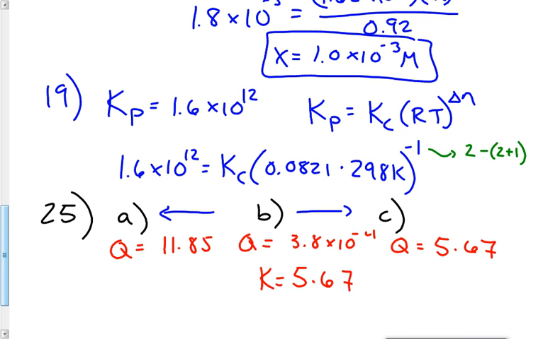Adam, what's it going to do for letter C? It's going to stay the same. It's equal, or no shift, however you want to think about it. There's no shift. We are already at equilibrium. You might already be at equilibrium. So you got to visually put K in the middle of your vision and then place Q on the left or the right or in the middle.